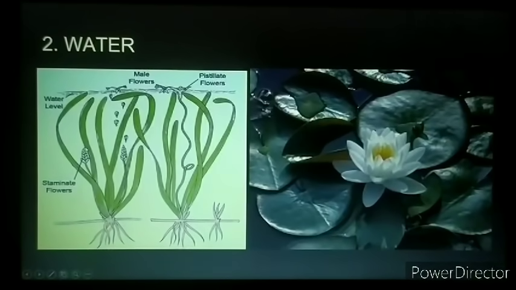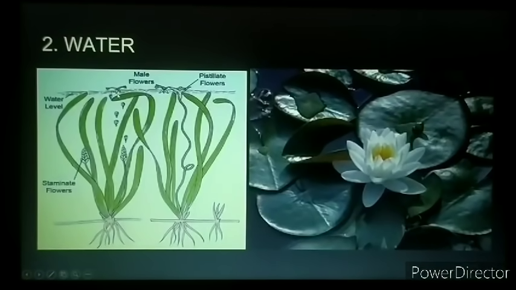As you can see in the module, they are under water. And the male flowers get detached from the parent plant and float on the surface of water. As you can see here, this staminate flower, the male flower, slowly gets detached. It gets separated from the parent plant and it floats on the surface of water.